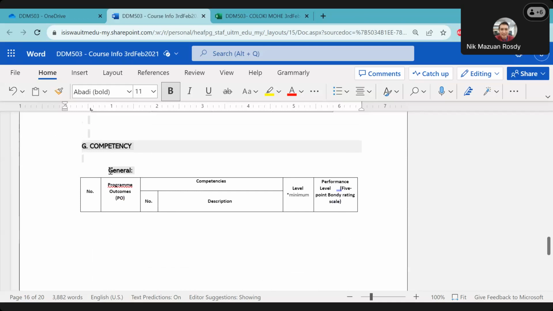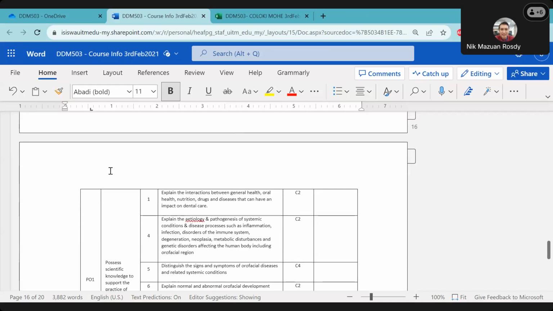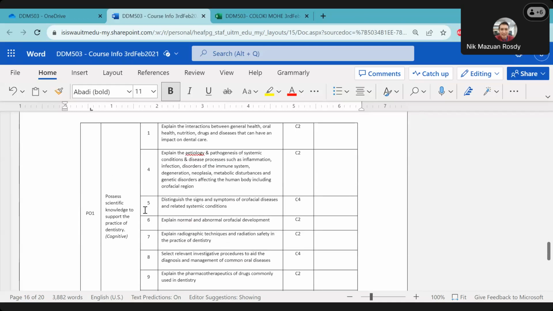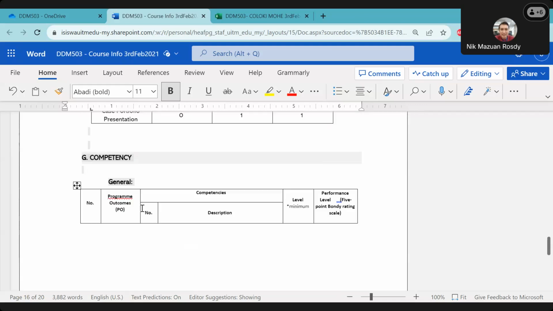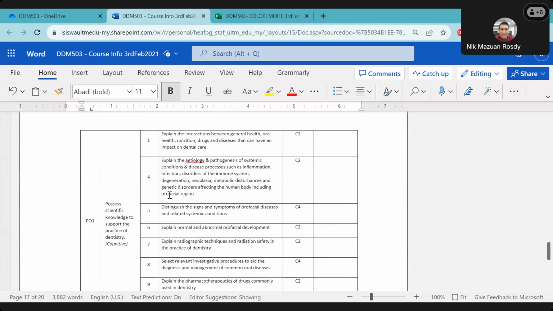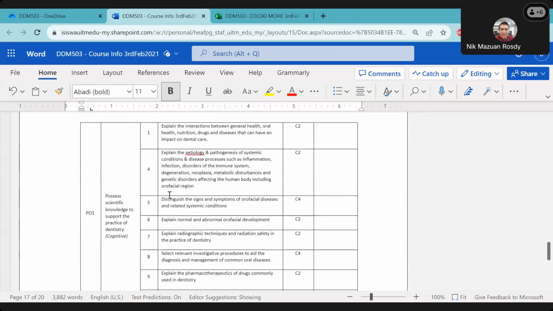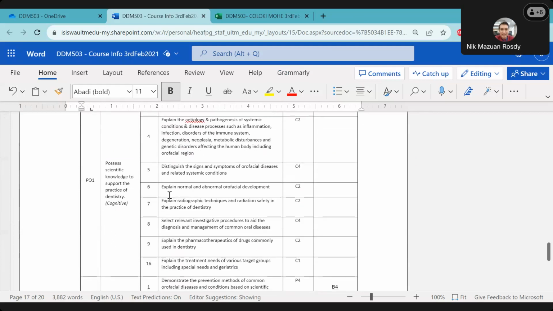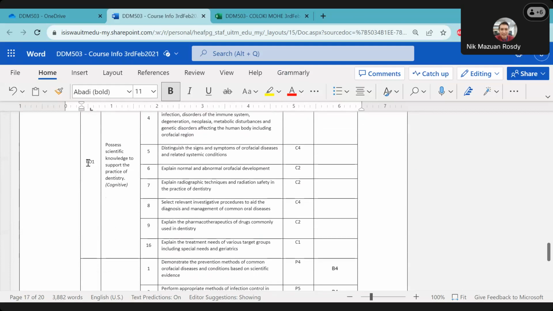So for this competency, we actually have a bigger table here. I think most of you already have it. This competency is taken from the Dean's Council competency that every dental graduate should have. In this section G, competency, you can put the whole table, but delete what is not relevant to your courses. So for example, there is PLO 1 to PLO 9 for the time being. Okay, PLO 1 until 9 from the Dean's Council.